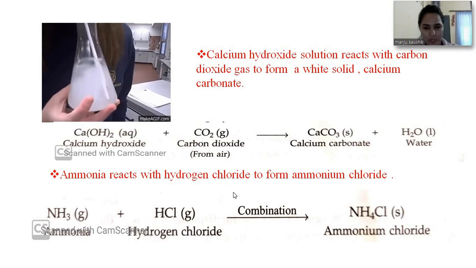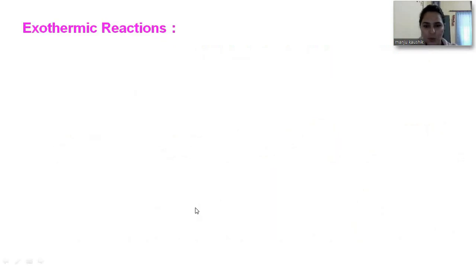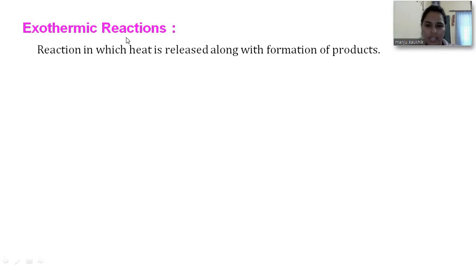Okay students, so these were the examples of combination reactions. Let's do our exothermic reactions. Students, exothermic reactions are those reactions which release heat when reactants combine to form product. In that reaction, some amount of heat is released. So these reactions are called exothermic reactions.